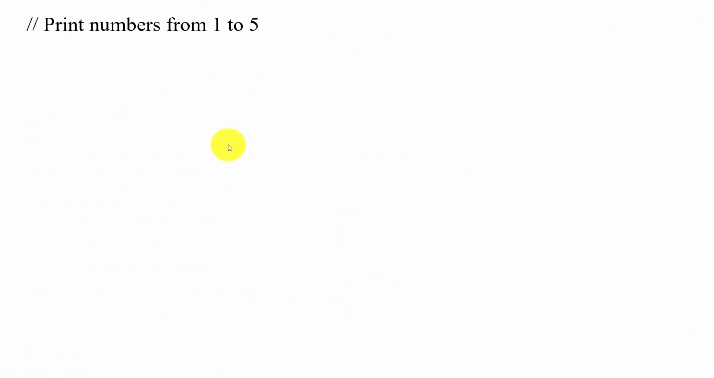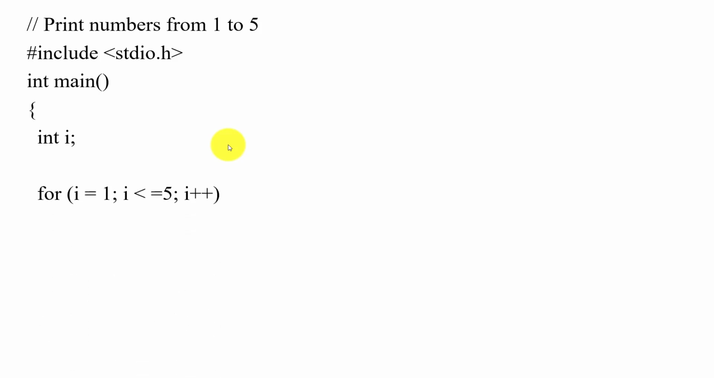Now let's see it with one example. Here I am going to print numbers from 1 to 5. Here I included stdio.h. Inside main I declare one variable, that is i, and I use the for loop. The for loop is divided into three parts. Initialization part: i equals 1. Now the condition part: i less than or equal to 5, then i plus plus. And inside this block of statements I write printf %d and i.